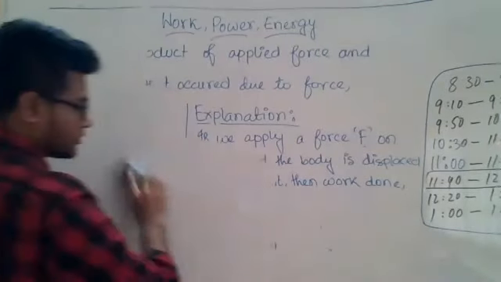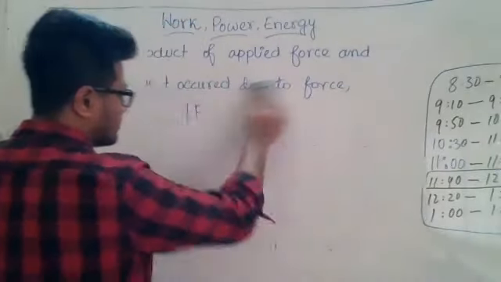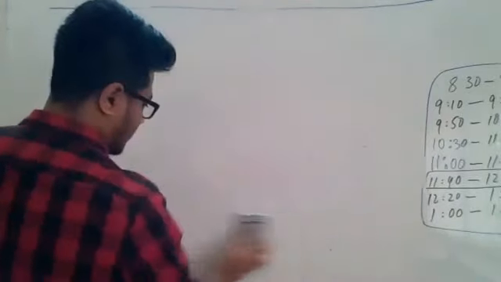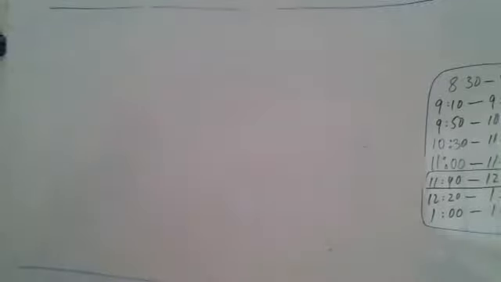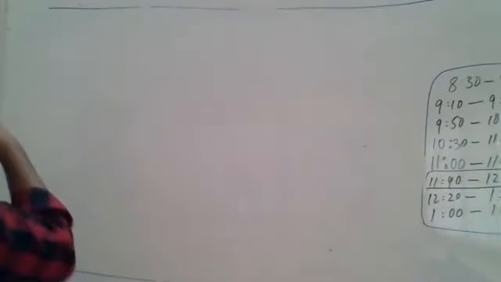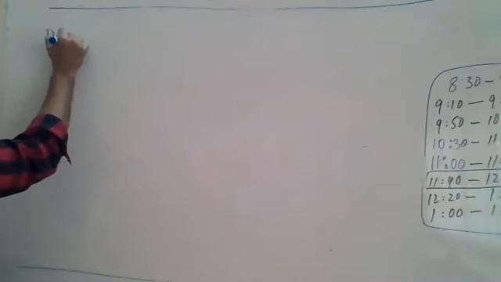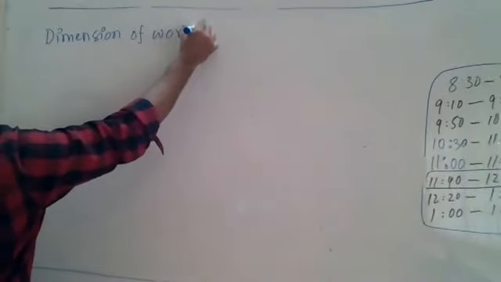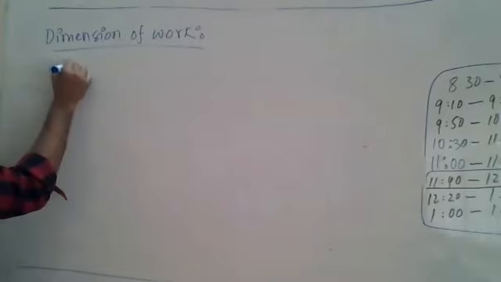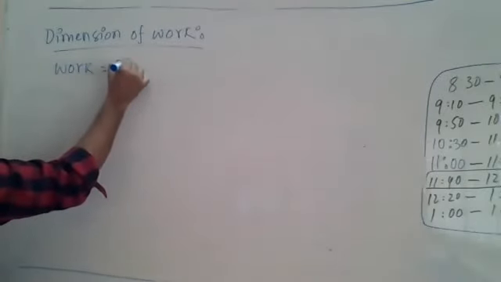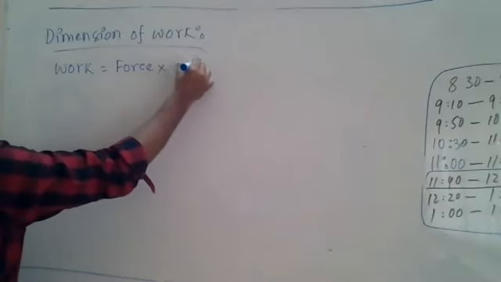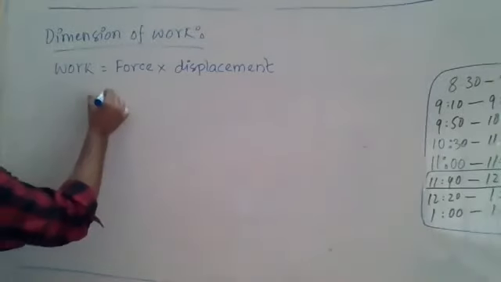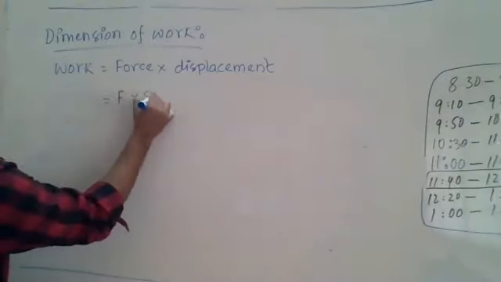The question that I'm going to teach you now is how to develop the dimension of work. Sometimes it might come in B for 2 marks. So, the dimension of work. Let us see how it is developed. Now, work is equal to, we know that, force into displacement, right? That is F into S.